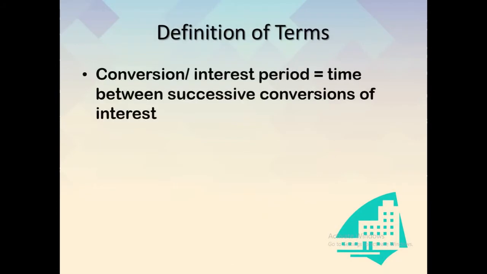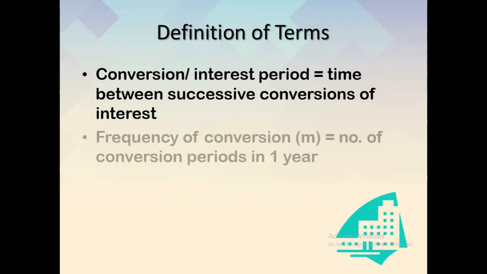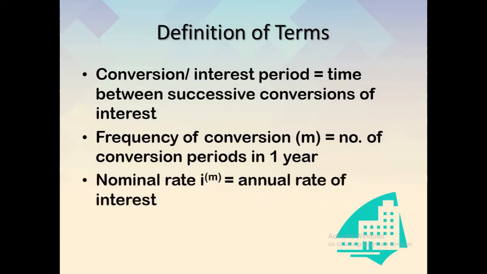Definition of terms. Conversion or interest period, that is the time between successive conversions of interest. Frequency of conversion, m, that is the number of conversion periods in 1 year. Nominal rate, i^(m), that is the annual rate of interest.